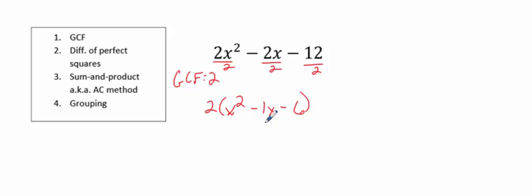Now inside of the parentheses, is that completely factored? No. What you would want to do is say, is there a GCF? No. It's not a difference of perfect squares. It is a sum and product type of situation. And so let's say, what are the factors of a times c? In this case, a times c is a negative 12, that add to b, which is negative 1. And so that is going to be a negative 4, positive 3, and it has to be that.